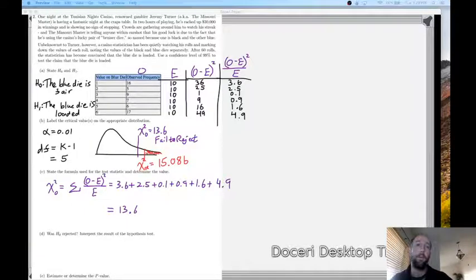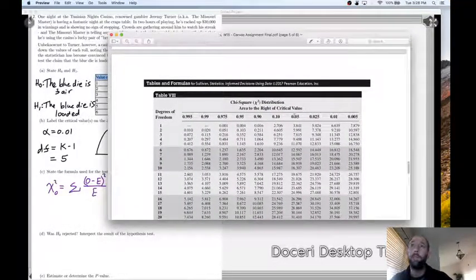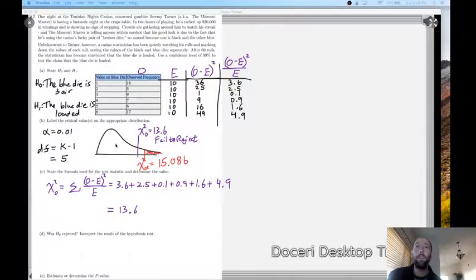Suppose we were to instead use a confidence level of 97.5%. Then our critical value would be 12.833, and 13.6 does land in that critical region. So if we were to change the confidence level a little bit, we would have a different result here. We would be rejecting the null and saying that the die is loaded. So depending on the situation, you're going to want to determine what the appropriate confidence level is.